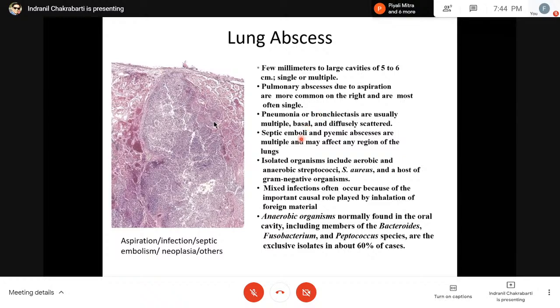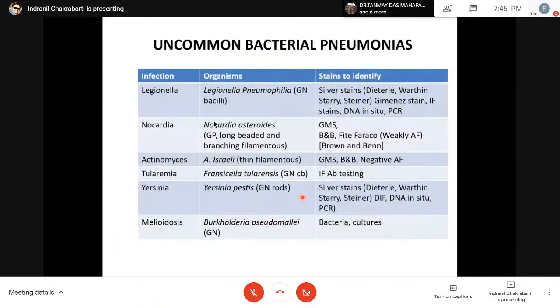Septic emboli and pyemic abscesses are multiple again and may affect any region of the lung. The isolated organisms include aerobic and anaerobic streptococci, Staph aureus and a host of gram-negative organisms. And mixed infections can also occur, particularly in the aspiration type. So there are some uncommon bacterial pneumonias as well. These include Legionella, Legionnaires' disease, Nocardia, Actinomyces, tularemia, Yersinia and melioidosis.